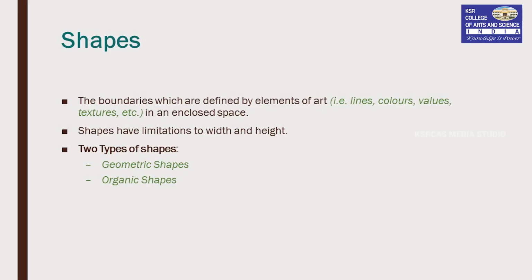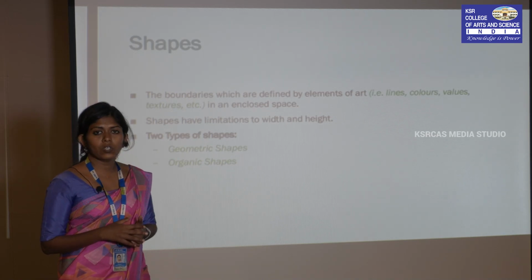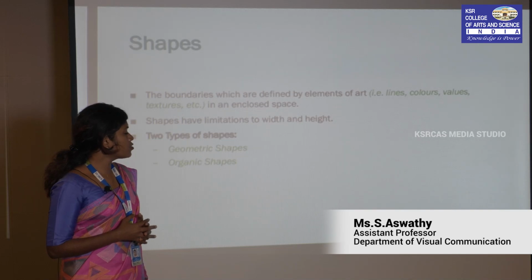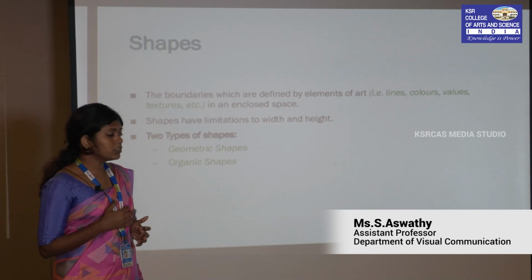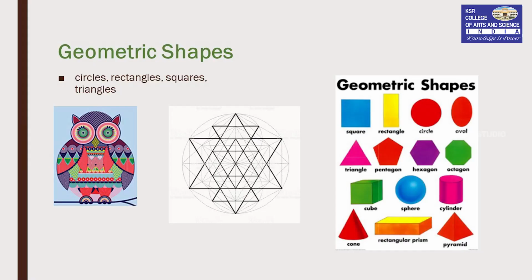Next we are going to discuss shapes. Shapes are boundaries which are defined by elements of art in an enclosed space. That is, lines, color, value and texture are enclosed within a particular space. Shapes have limitations of width and height. There are basically two different types of shapes, which are geometric shape and organic shape.